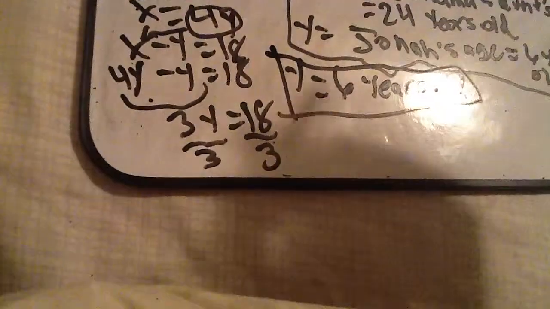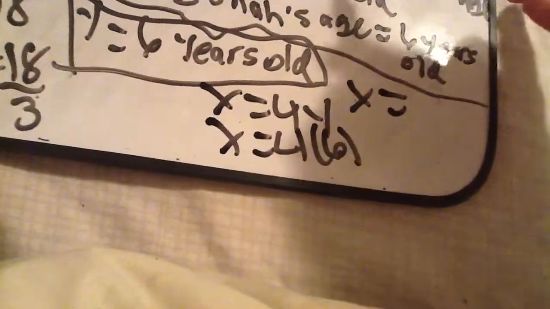And then if you want to check, x equals 4y, and then x equals 4 times 6, the answer we got, and x equals 24 years old.